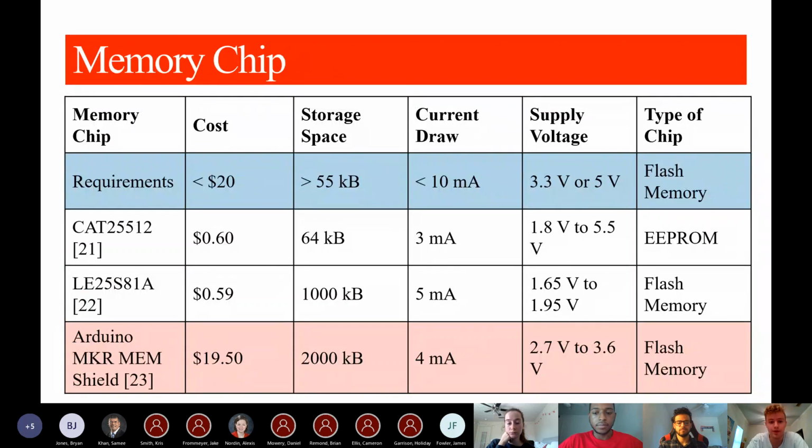Next is the memory chip section. Our big requirements here were that the memory chip needs a storage space of at least 55 kilobytes. It needs to fit within the supply voltage range of 3.3 volts or 5 volts, and it needs to be flash memory so that it is easily written to and read from. Out of all these choices, we selected the Arduino MKR MEM Shield. While it is the most expensive, it works really well with the Arduino Uno Rev 3 microcontroller board that we selected, and it is flash memory.